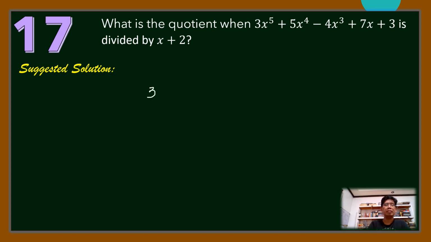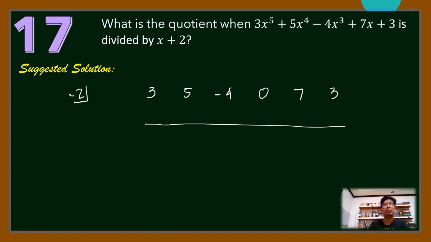We have 3, 5, negative 4. Since there is no term with x squared as the variable, then we have 0, 7, and then 3. The divisor is x plus 2, then we have negative 2. Let us proceed with synthetic division. Let's bring down 3, times negative 2 is negative 6.